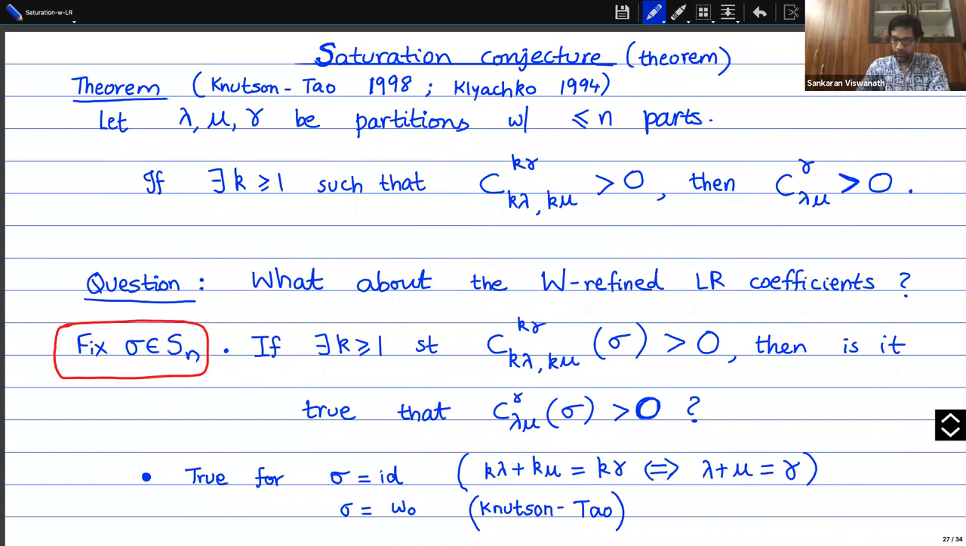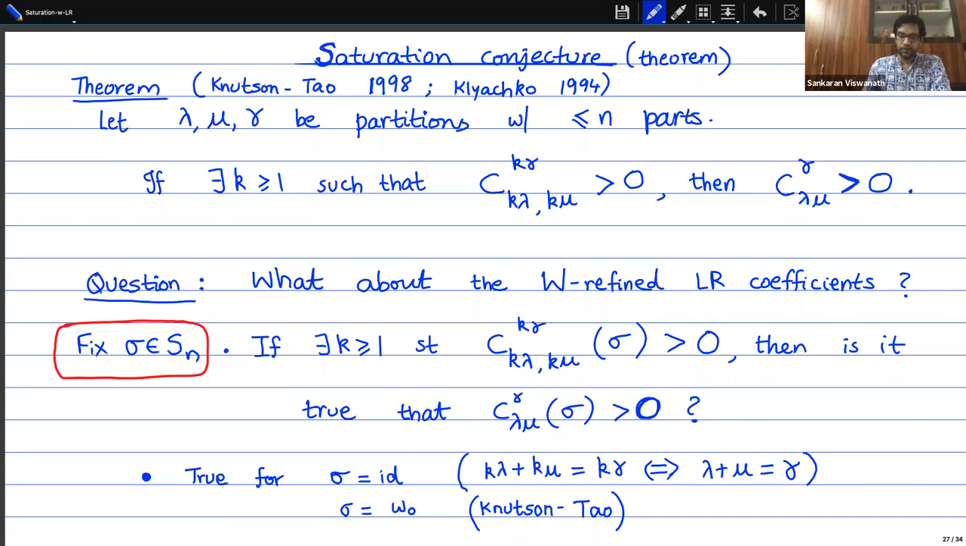Okay. So now coming to the title of my talk, in some sense: the saturation conjecture. When we have Littlewood-Richardson-like coefficients, such as this refinement here, what we can do is ask the same saturation question that Knutson-Tao answered for the full Littlewood-Richardson coefficient.